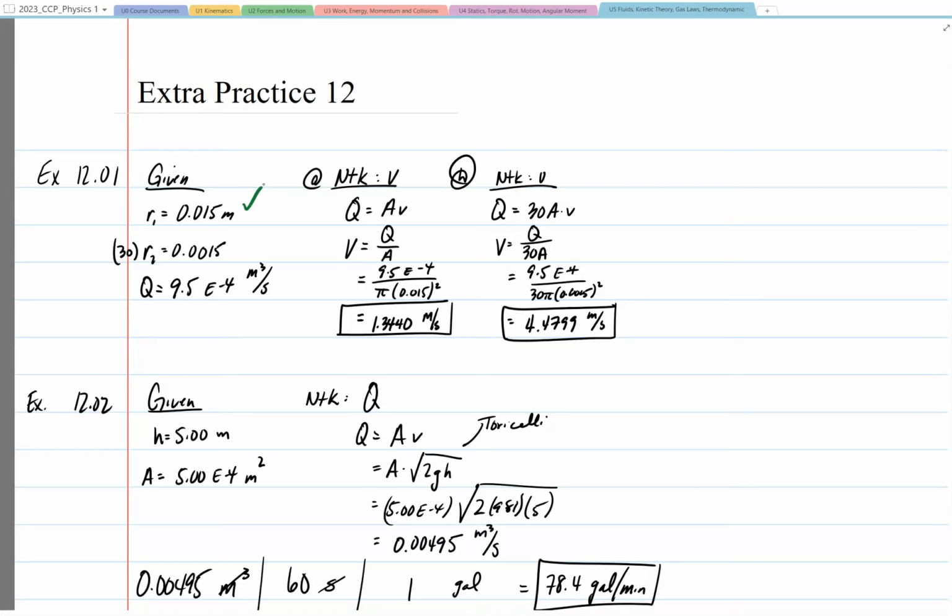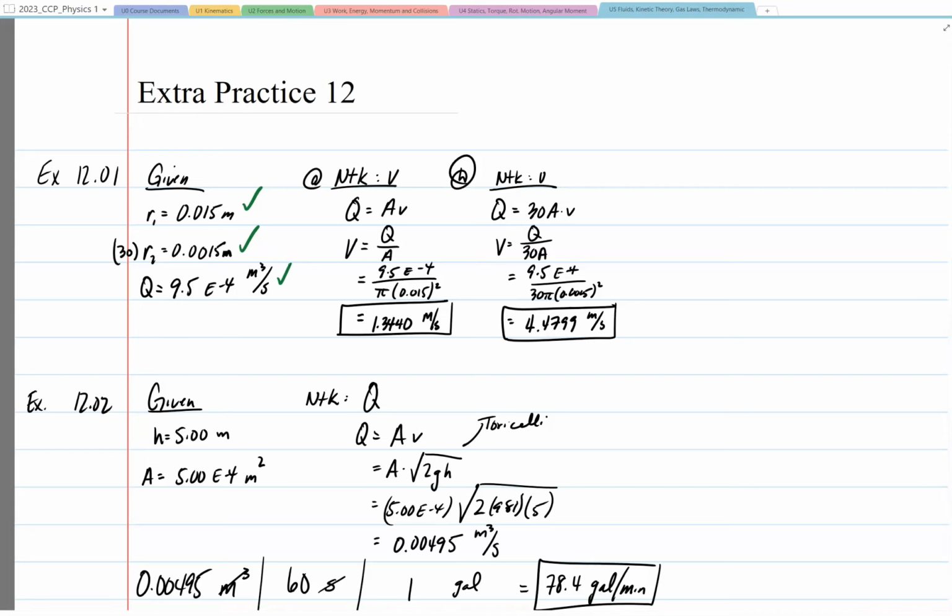And it's feeding a 30 spout sprinkler, so a sprinkler that ends up having 1.5 millimeters of radius. And if we convert that to meters, that's 0.0015 meters. And we'll note that we have 30 of those, so 30 of those 1.5 millimeter sprinkler outlets. The water meter measures a flow of 9.5 times 10 to the negative fourth meters cubed per second, which is supplied to the garden hose.